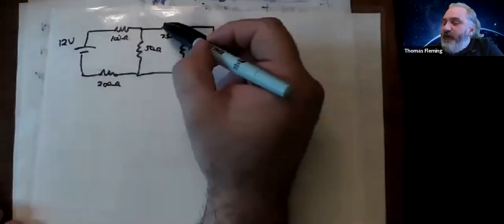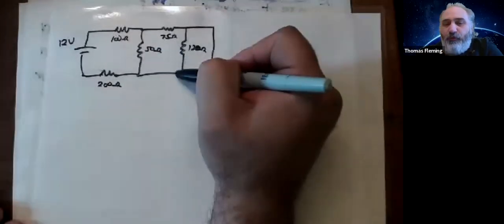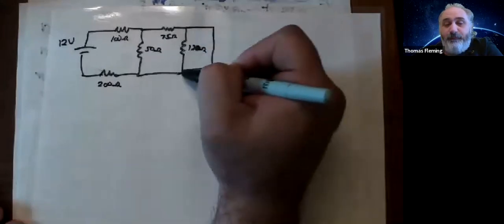So the 75 and 120 would be in series, except that if I go through the 75, I don't have to go through the 120. I could go this way instead. So even that's too complicated.